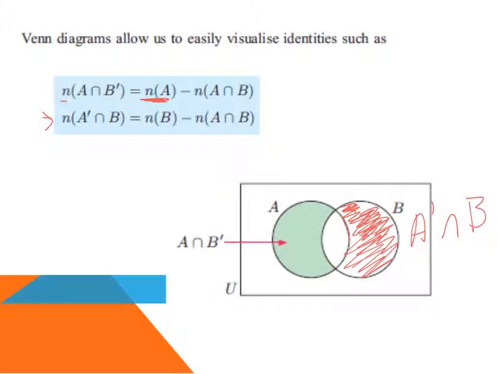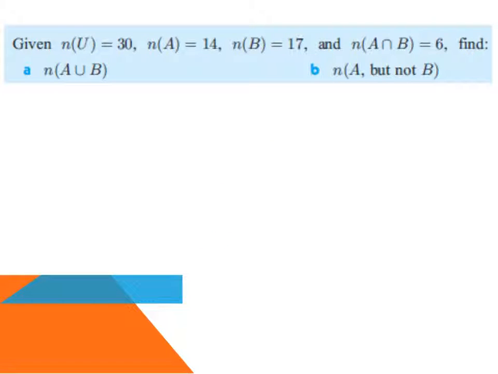So if we're given that we have a universal set, and the number of elements in the universal set is 30. Remember, this is number of elements. The number of elements in set A is 14. The number of elements in set B is 17. And the number of elements in the intersection of A and B is 6.